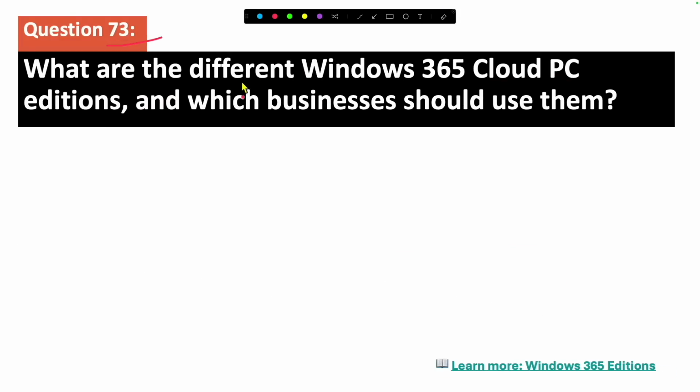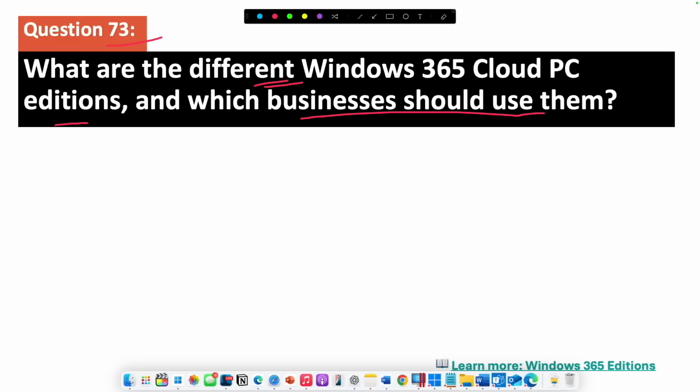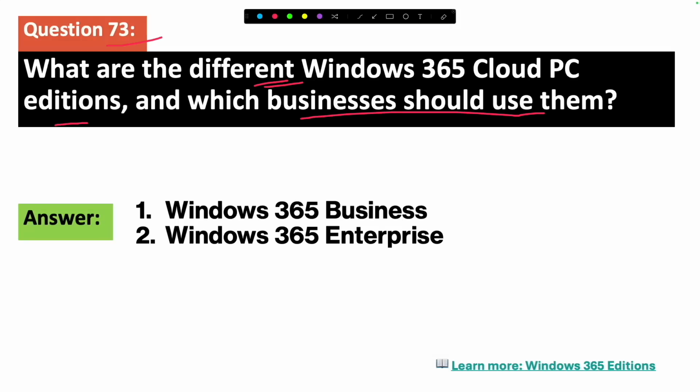Question number 73. What are the different Microsoft 365 cloud editions they have? Which business should use? I haven't talked about this, but there are two different editions you get. Just like Microsoft 365, Windows 365 has two editions as well. By now you are familiar with this business term. Anytime you hear the business term in terms of licensing, you know that it is applicable only for 300 users. So Windows 365 Business allows for small and medium-sized businesses up to 300 users. It is easy for them to set up and no Azure expertise is needed.